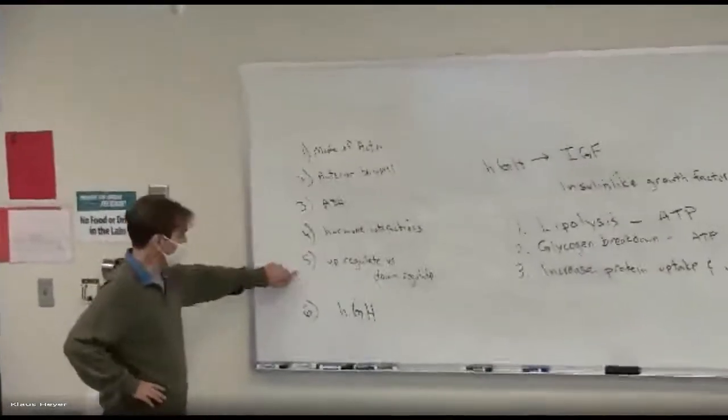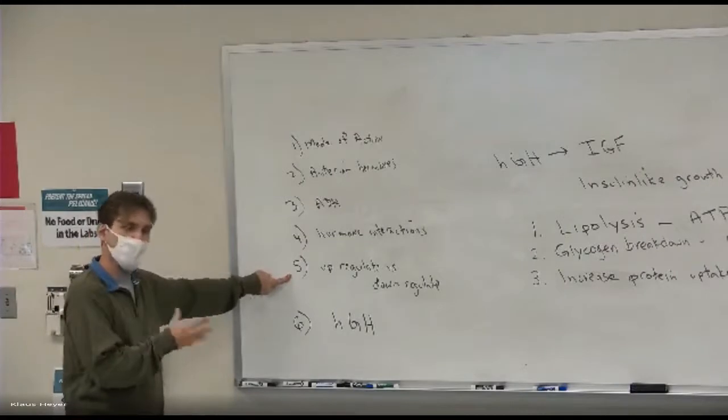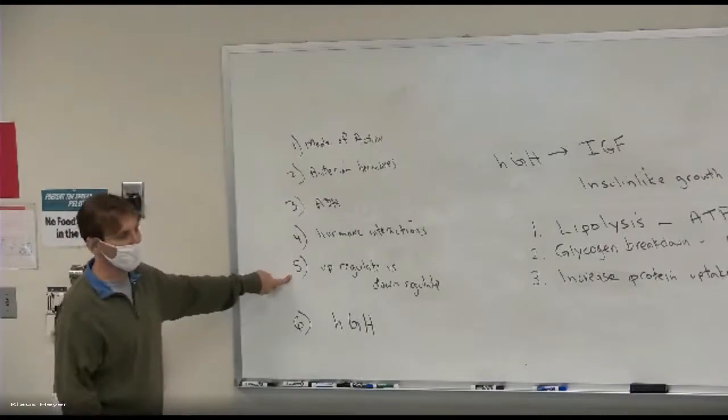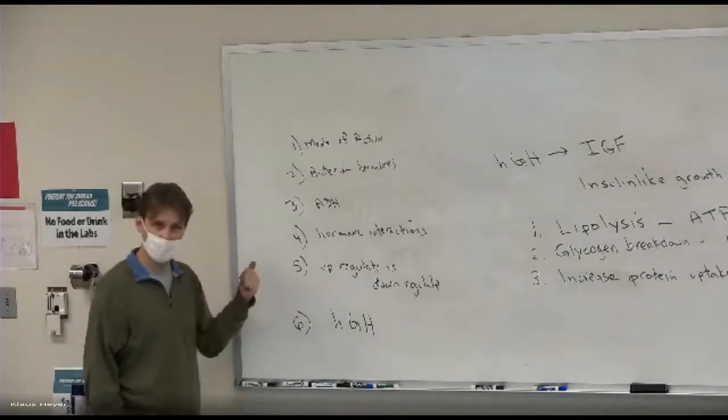Upregulate, downregulate, we're talking about receptors. Your cells can have more receptors or less. It just depends on how much hormone's available. If there's not enough, you're going to make more receptors.